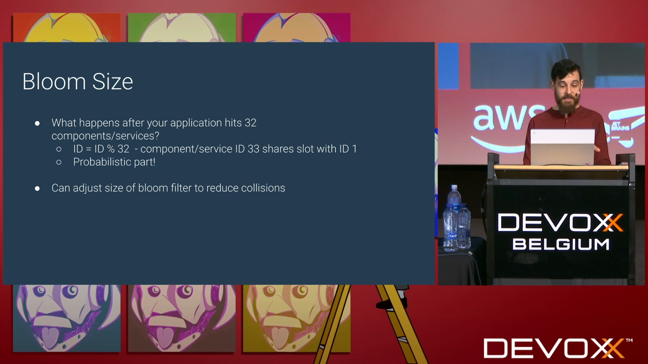Now, you can adjust the size of your Bloom filter to reduce collisions. Angular actually doesn't use just one number, it uses 4, so it has a total of 128 different slots, which for most applications should be plenty. However, in the case of a collision, it does still fall back to looking.